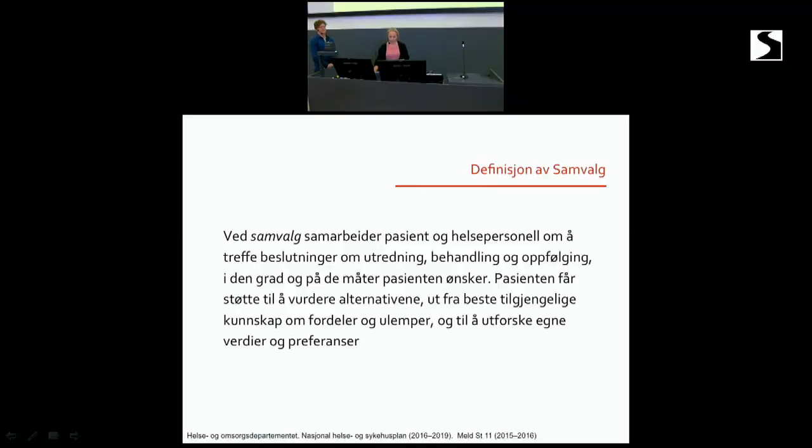Okay, so there has been a lot of talk about shared decision making today. In Norway, we have only had political support on this for a couple of years. It's pretty new, the concept of shared decision making in Norway. In Norwegian, we call it Samvalg. From the international experience, we know there are a lot of different definitions, but in Norway we wanted to start early with one definition. So a group of researchers and clinicians working with shared decision making got together and made this definition, and it's implemented in White Paper 11, the National Health and Hospital Plan. So you can find it there. I don't think I have to read it, but then you know that we have one definition here.